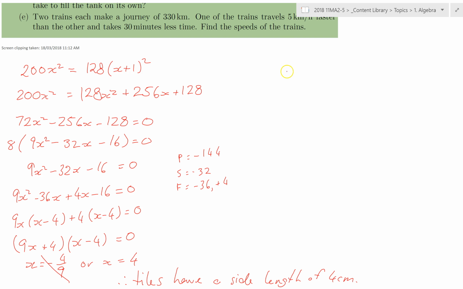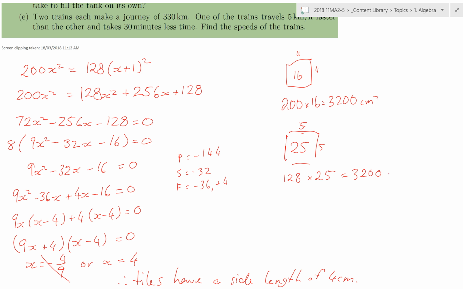Okay, and that's good enough for your answer, but just a bit of confirmation. Are we happy with this? Let's have a look. If I've got tiles that were 4 by 4, my area would be 16. 200 times 16 is 3,200 square centimetres. Now, if I've got bigger tiles that were 5 by 5 with an area of 25 square centimetres each, 128 times 25 is 3,200 square centimetres.